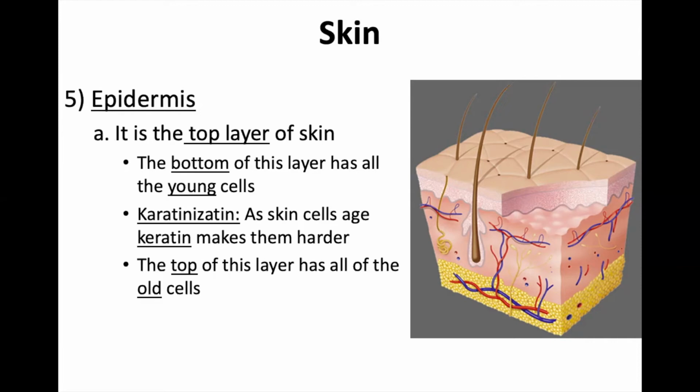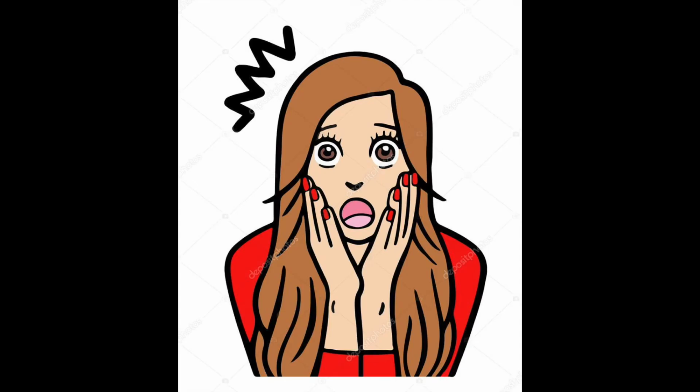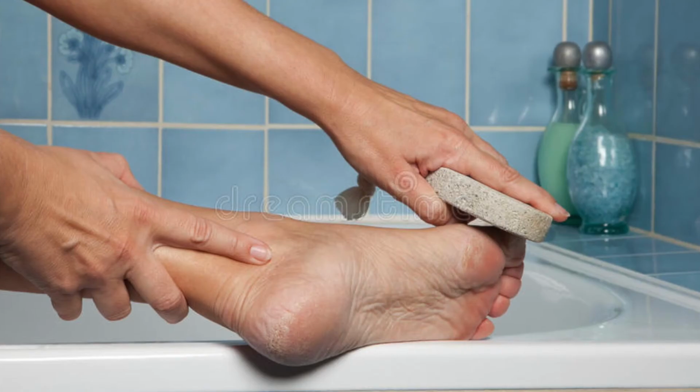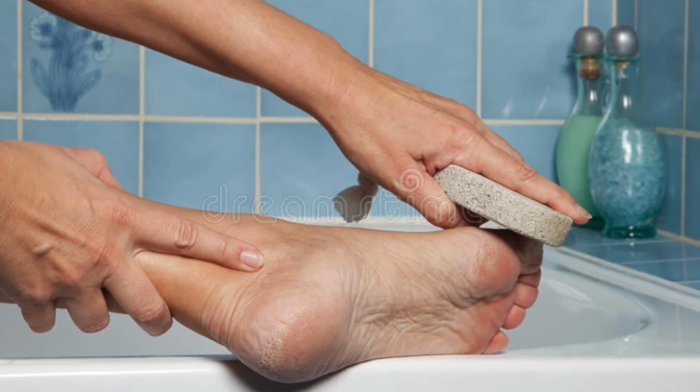By the way, that top layer has an official name, kind of a funny word for you guys. It's called the horny layer. Yes, you heard me correctly. That is called the horny layer. And when you are trying to exfoliate your skin, get the pumice stone and scratch it all off, you are getting rid of your horny layer.